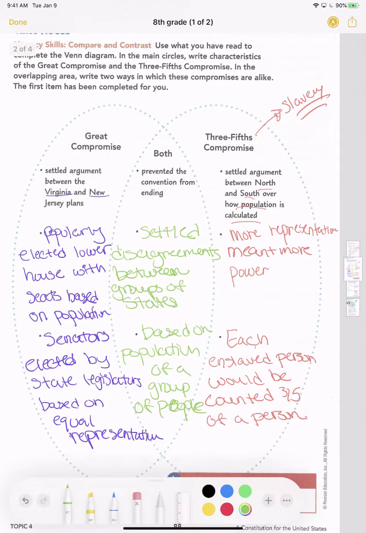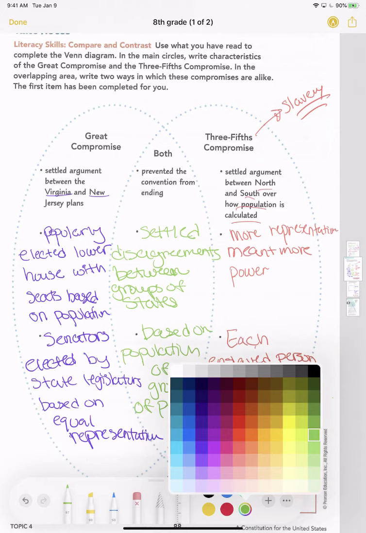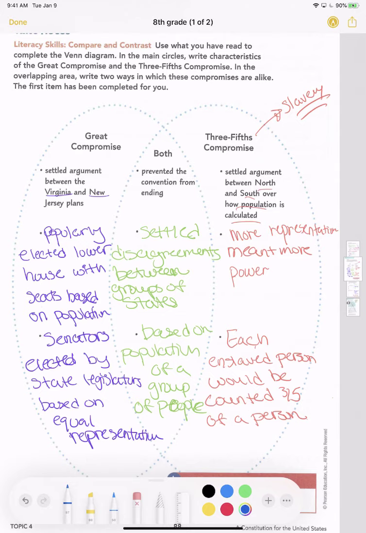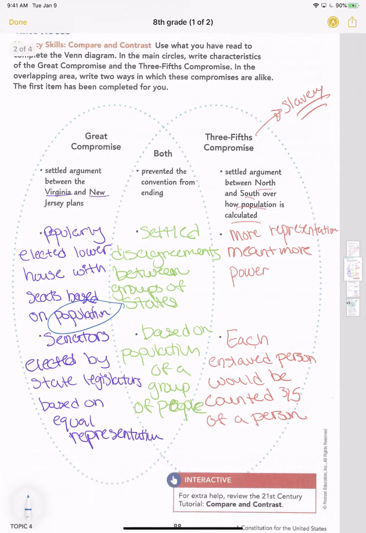All right, so let's go back to these here. So you can see how they can be construed as that. Because popularly elected with seats based on what? Population, right? Elected by state senators based on equal representation, right? All right, more representation meant more power. And then because of this, they had to count people for the census. Based on what? Population, right? So both compromises had to do with some type of reference to population, all right?